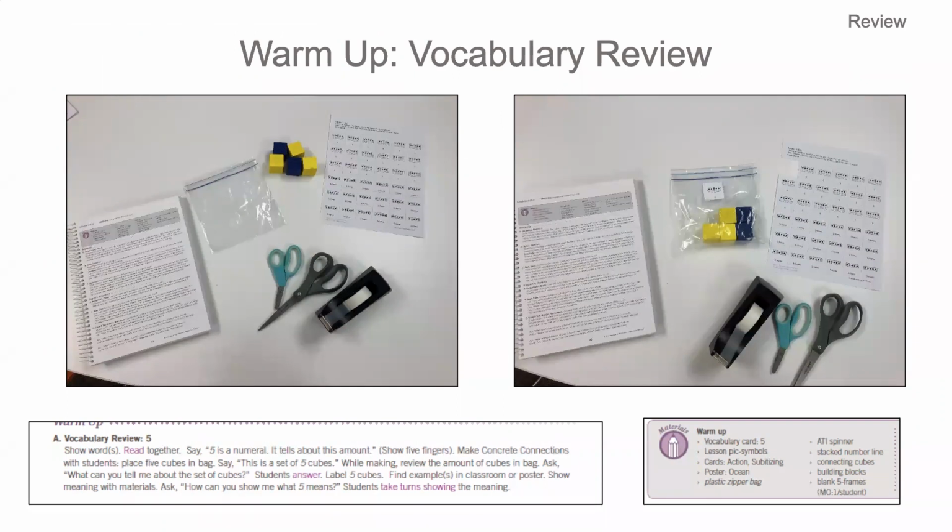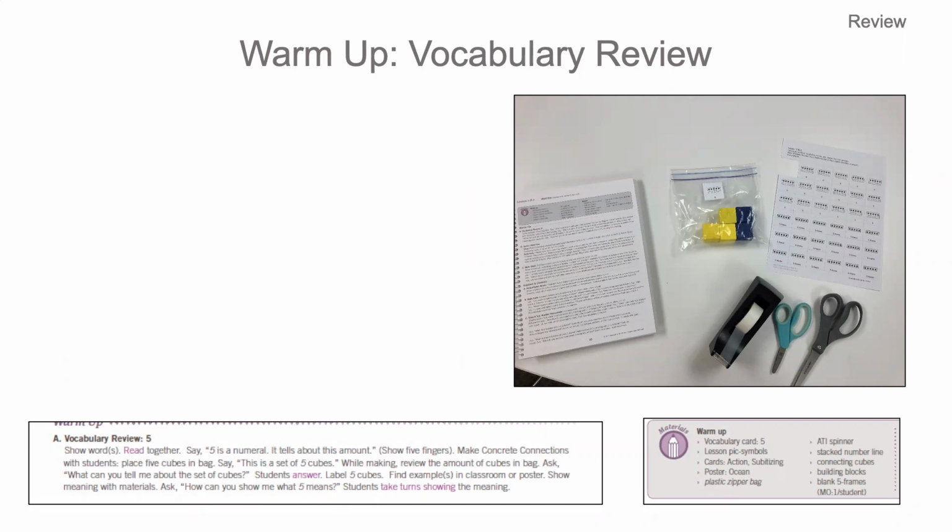In this example, we are reviewing the vocabulary word 5. The purpose of the vocabulary activity is to show what the vocabulary word means using concrete objects. As shown here, wooden cubes are placed in a plastic bag to represent a set of 5. Once the set of 5 is created, the pick symbols, printed from members-only content, of the vocabulary word is placed on the bag to connect the vocabulary word to the concrete connection made.